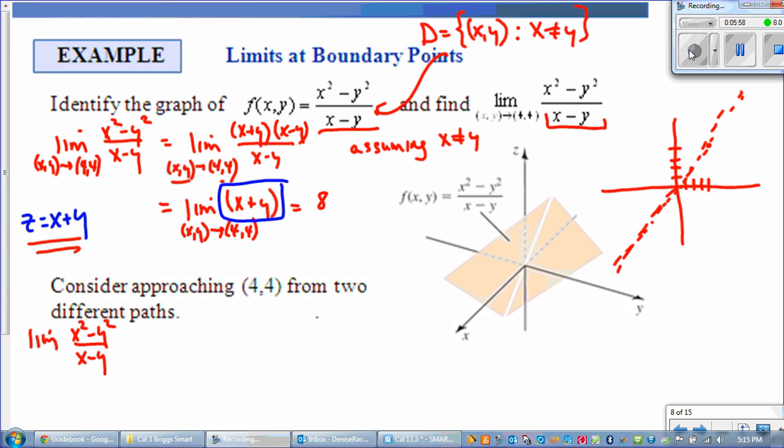Now, looking at approaching (4, 4) somehow along the sides of the line y equals x, let's approach (4, 4) this way. If I look at points along this path, they have a y coordinate of 4, and the x coordinate is approaching 4. So what I'm going to look at is the points (x, y) approaching (4, 4), but the values of y are constant. So that means that I've got (x, 4) approaching (4, 4).